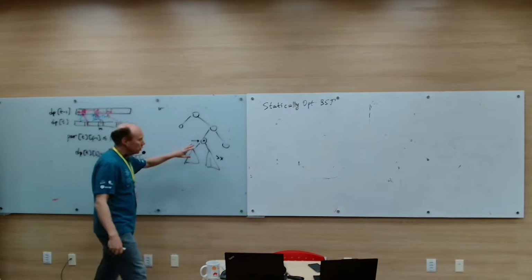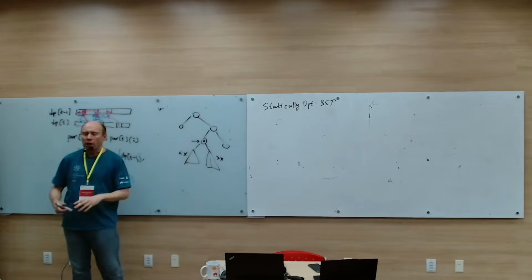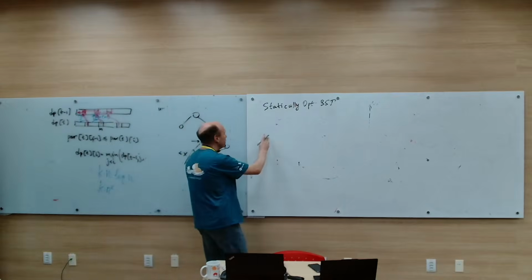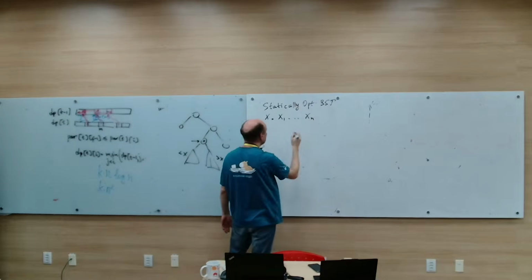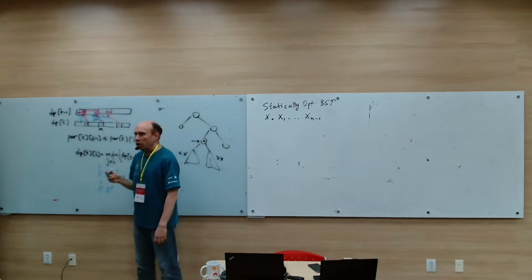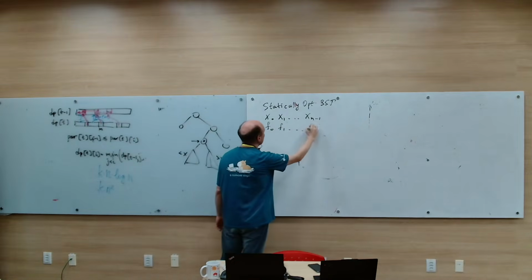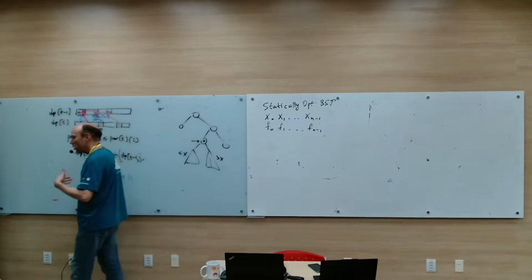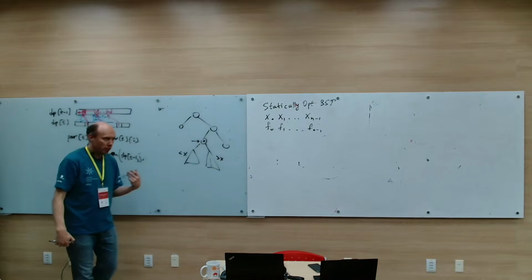What we will consider is the statically optimal binary search tree. Consider you have a set of keys, and you have the frequency values for the keys. So there are keys x0, x1, up to x(n-1), and each key is associated with its own frequency value f0, f1, up to f(n-1), which gives us the frequency that this key will be retrieved from the tree.